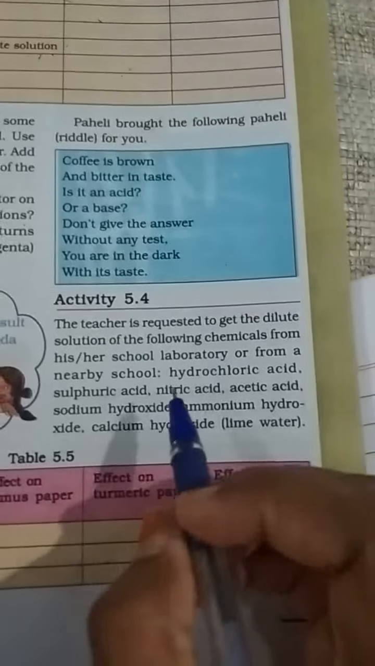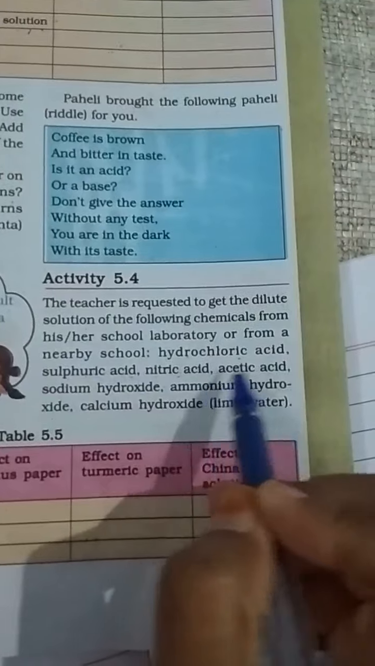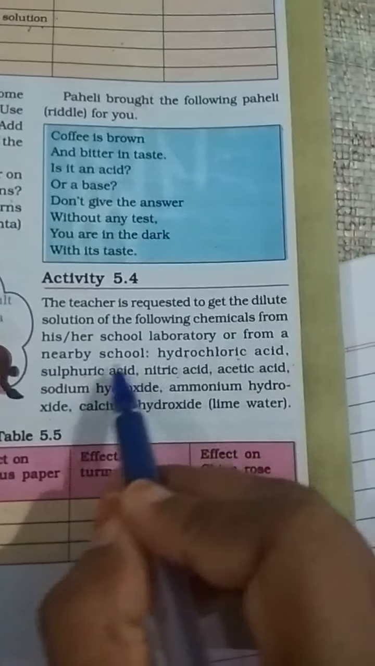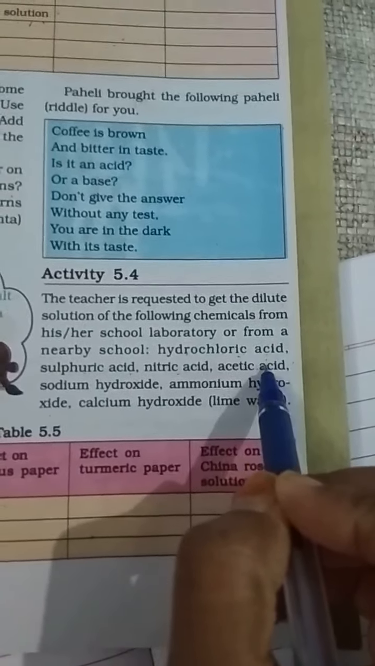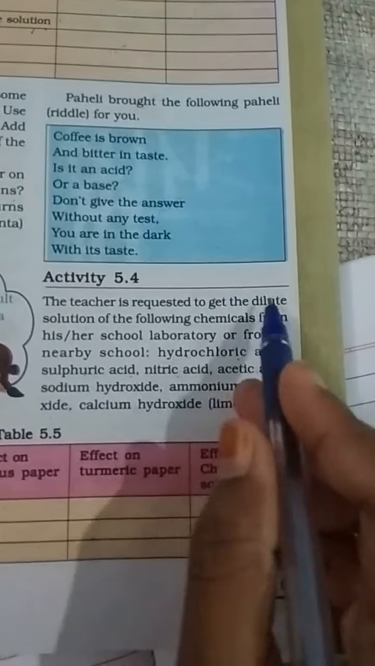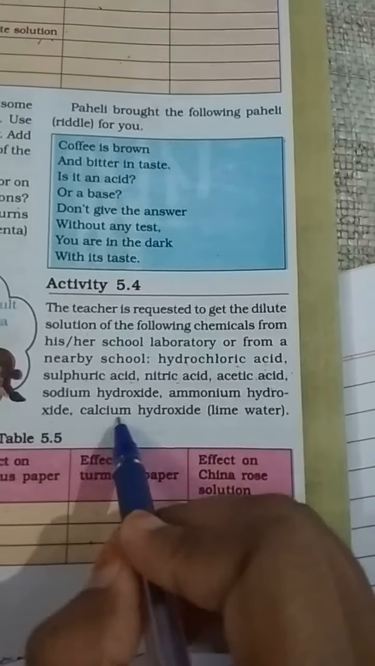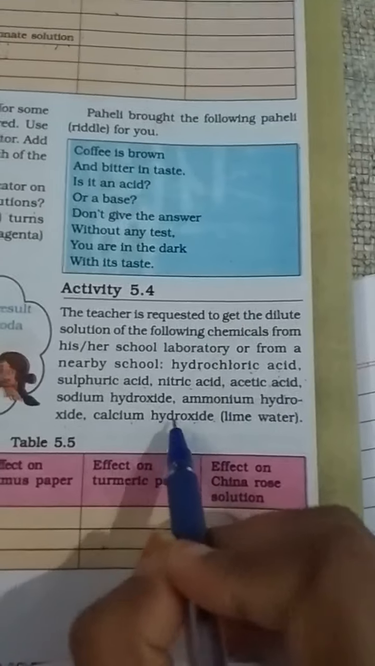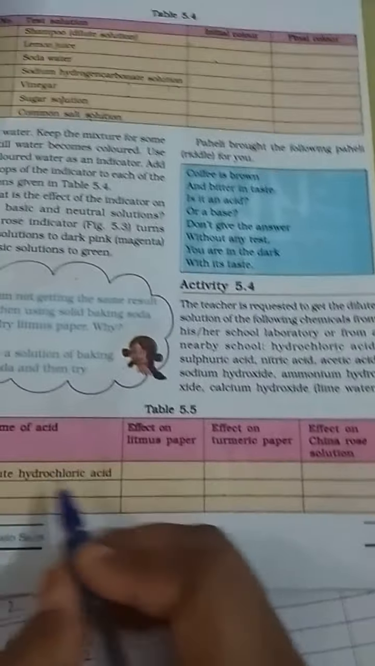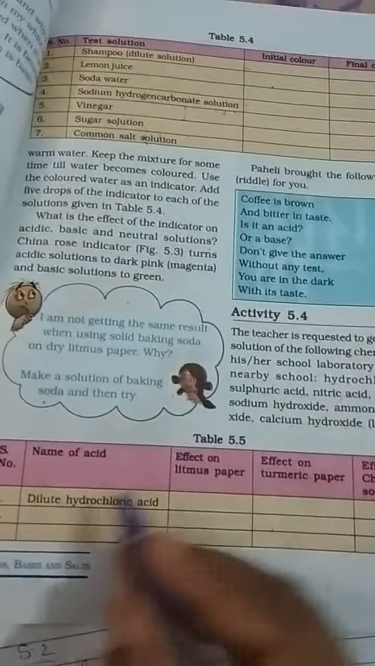By the way, observe here carefully. Hydrochloric acid, sulfuric acid, nitric acid, acetic acid are actually strong acids. They are clearly given as acids, so we have to make them dilute. Sodium hydroxide, ammonium hydroxide, calcium hydroxide are actually bases. So what is the effect on litmus paper? Here there is no need to do this practically. We can explain it theoretically.